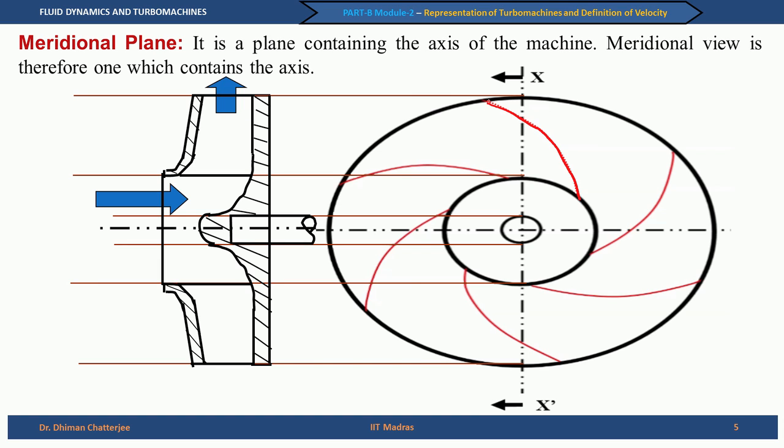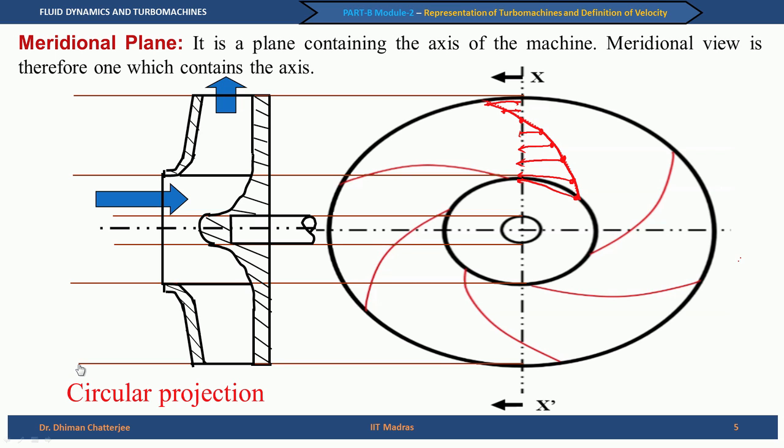So, what we do is, we project each of these points along the circumferential direction on this line as shown here. What you now see is, you have taken each point on the blade and projected it not directly, but by what is known as the circular projection.